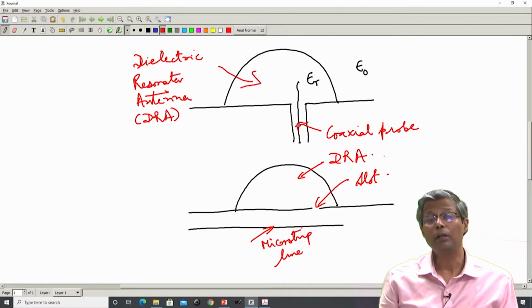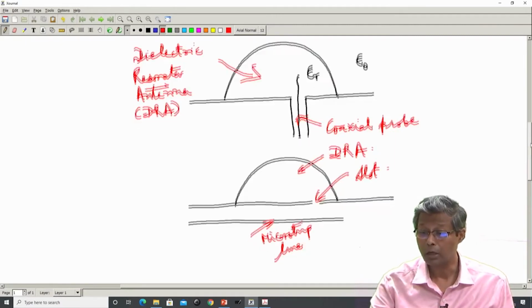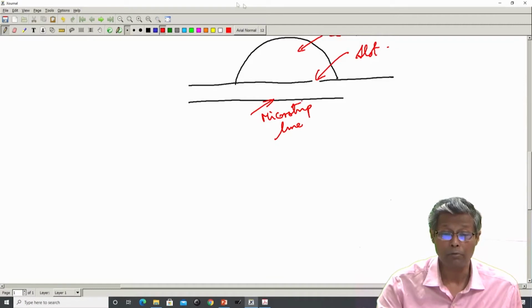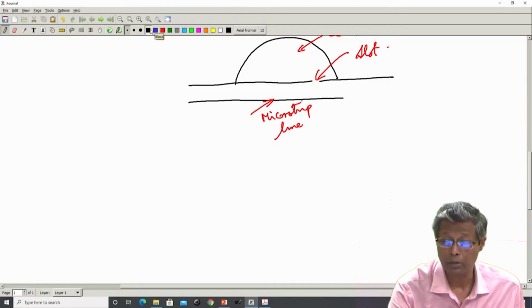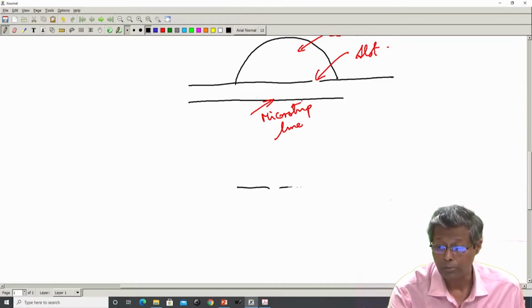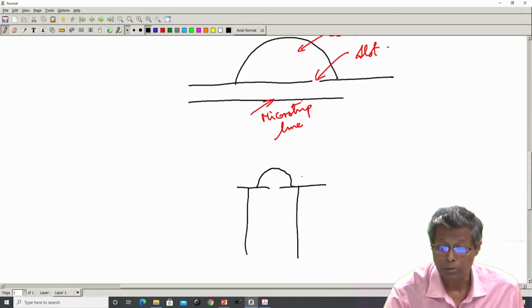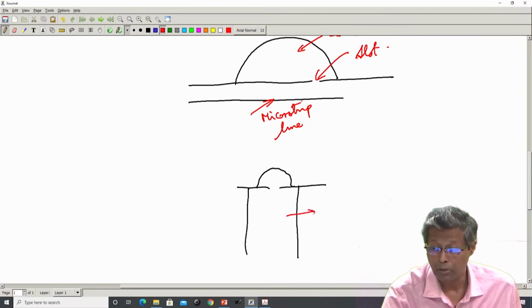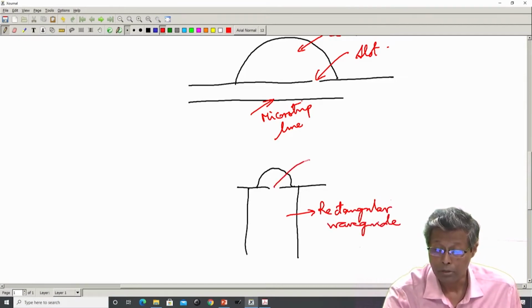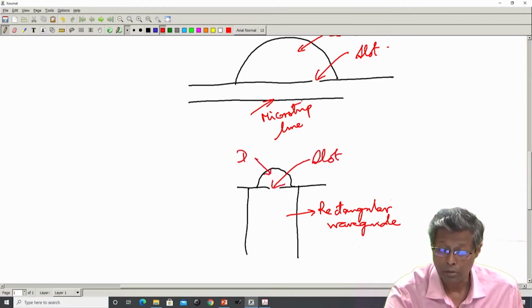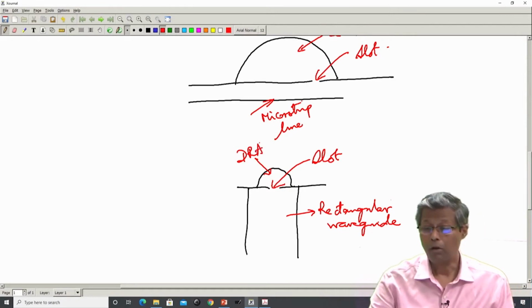Besides these two fundamental forms of feed, there are other kinds of feed, namely the rectangular waveguide feed to the dielectric resonator antenna. So it can typically take many forms, but one of the forms is like this. In this case this is the rectangular waveguide, this is the slot, and this is the DRA.